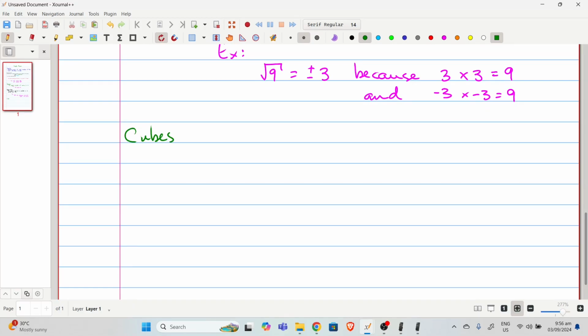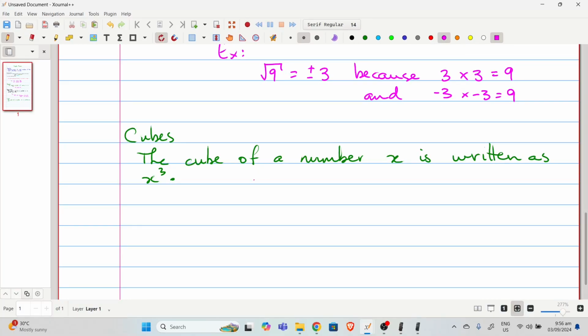And you can think of cubes. The cube of a number x is written as x to the third power, right? And all it means is that it's going to multiply by itself twice.